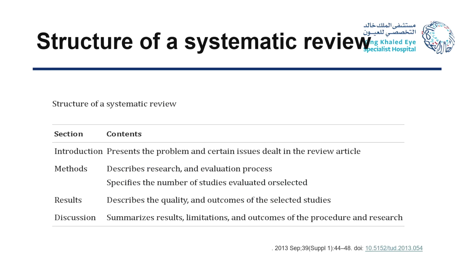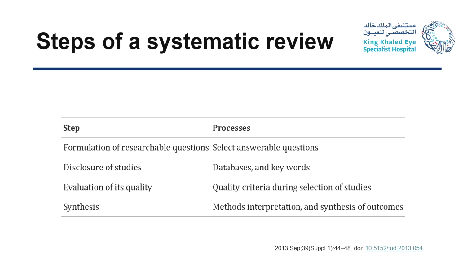The structure of a systematic review includes an introduction, where you present the problem and certain issues dealt with in the review article. The method, where you describe the research and evaluation process, and the specific number of studies evaluated or selected. In the results section, you describe the quality and outcome of the selected studies. In the discussion section, you summarize the results, the limitations, and the outcome of the procedure or the research.